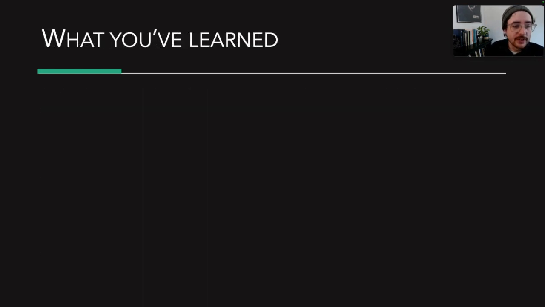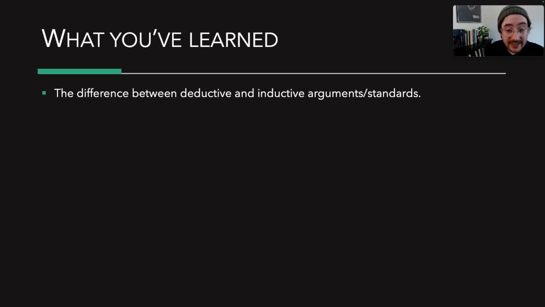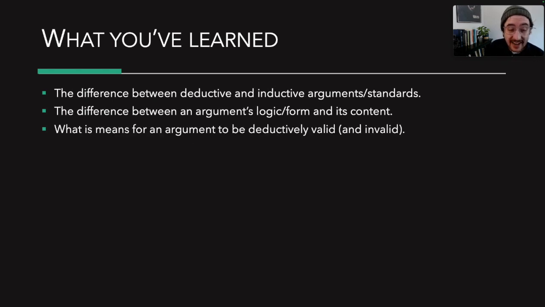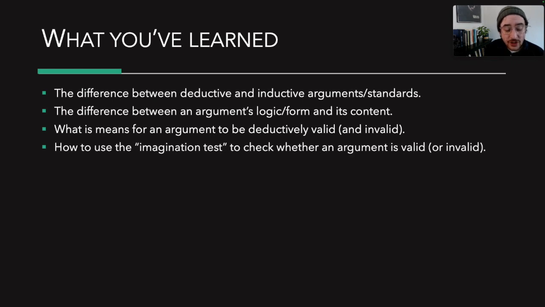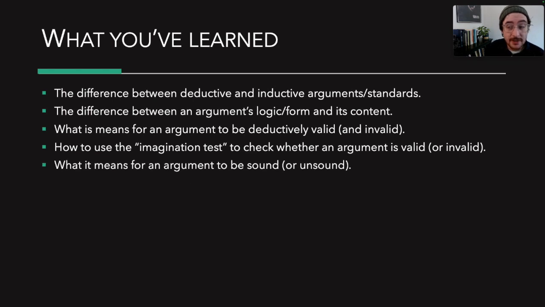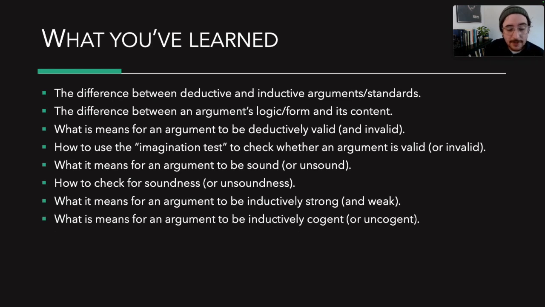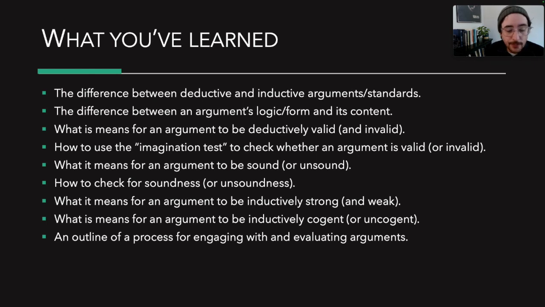So what have you learned in this video? Well, you've learned the difference between deductive and inductive standards. You've learned about the difference between an argument's logic and its content. You've learned what it means for an argument to be deductively valid or invalid. You've learned how to use that imagination test to check whether an argument's valid or invalid. You've learned what it means for an argument to be sound or unsound. You've learned that process for checking whether an argument is sound or unsound. You've also learned what it means for an argument to be inductively strong or weak. You've also learned what it means for an argument to be inductively cogent or uncogent. And you've also learned a very rough outline of a process you can go through when you're engaging with and evaluating arguments.